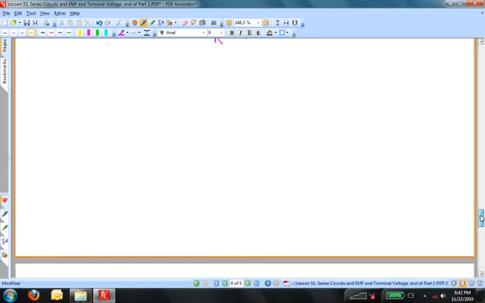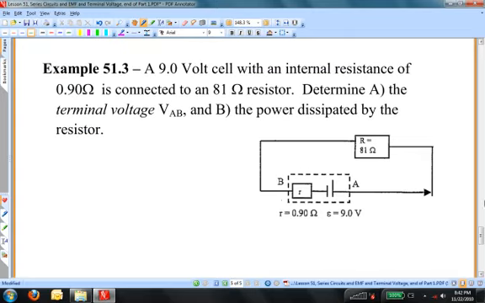Here's an example problem that we can solve. A 9-volt cell with an internal resistance of 0.9 ohms is connected to an 81 ohm resistor. Determine A, the terminal voltage VAB, and B, the power dissipated by the resistor. Okay, so now how am I going to figure this out? Well, I need to figure out how much current there is in the circuit.